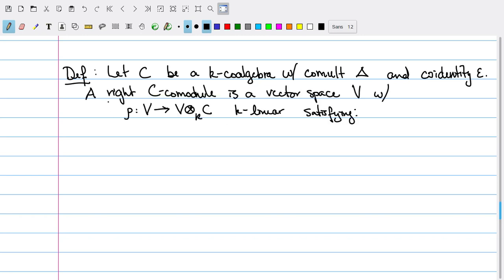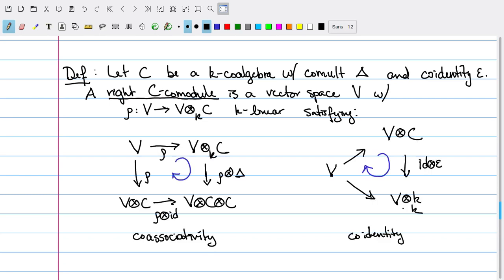A right C comodule is a vector space V over K with a K-linear map from V to the tensor product of V with C, making the following two diagrams commute. The first diagram ensures that the coaction is co-associative, and the second diagram is the analogous result that the identity element acts as the identity.